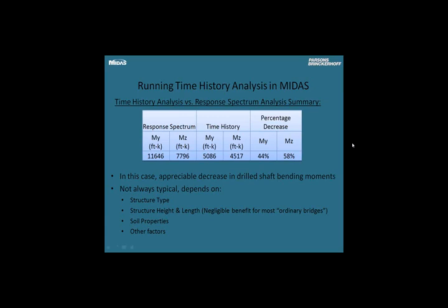So just to compare the two, about the y-axis we ended up with a decrease of 44% and a decrease of 58% about the z-axis. So as you can tell, there's an appreciable decrease in our drilled shaft bending moments. But this is not always typical, just as a warning. In this specific example, that's what the result was.